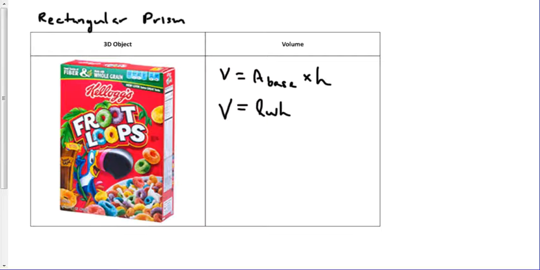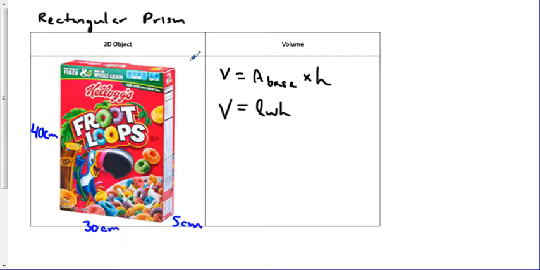So we're going to make up a few numbers for our measurements. Let's say a Fruit Loop box has 5 centimeters for one dimension, 30 centimeters for the length of the base, and then 40 centimeters. I'm just making things up so we can do an example here. I'm going to use that to find the volume of this Fruit Loop box.